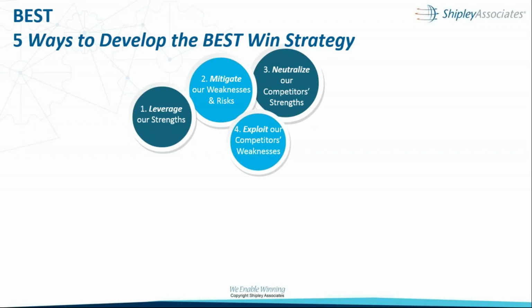The fourth one is we have to exploit our competitors' weaknesses. They will have weaknesses. It may be in their past performance. They weren't able to deliver. They're always over budget. They don't have tenured people. They just don't have a mature solution. Whatever it is, we need to know that. That was part of that competitor intelligence gathering. We need to know that so that we can exploit it.